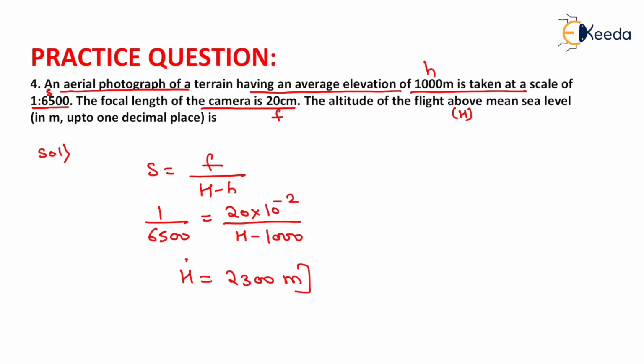So the altitude of the flight above MSL is 2300 meter. That is all about this numerical.